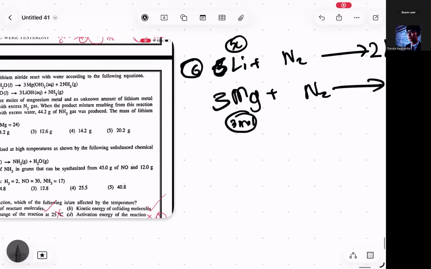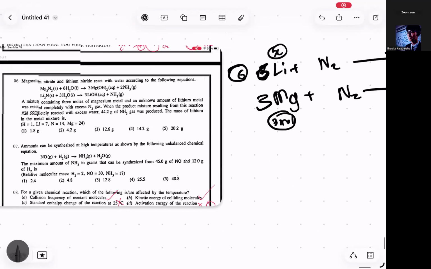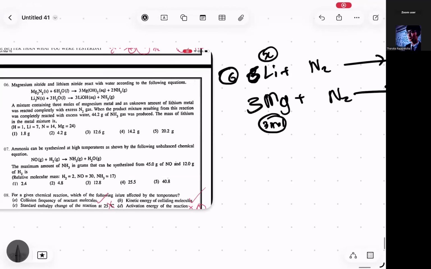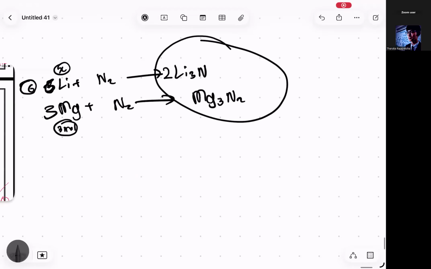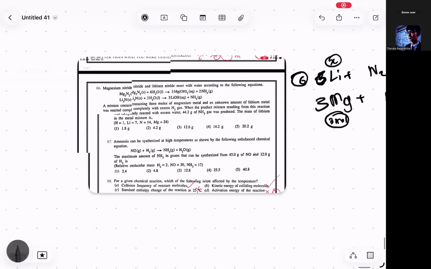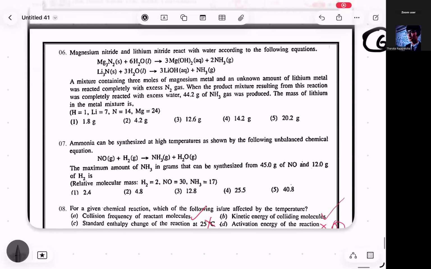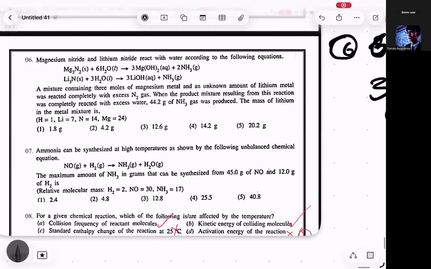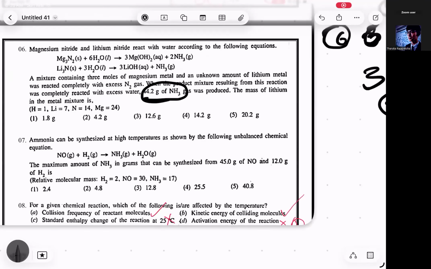X is the number of moles of lithium reacted. When the product mixture resulting from this reaction was completely reacted with excess water, so both of these are reacted. Don't forget, both of these are reacted. They have given the reactions, actually, lithium nitride and water, magnesium nitride and water. They don't have to give this actually because they are learning this in inorganic. The nitride reacts with water. When the product mixture was reacted with excess water, 44.2 grams of ammonia gas was produced.